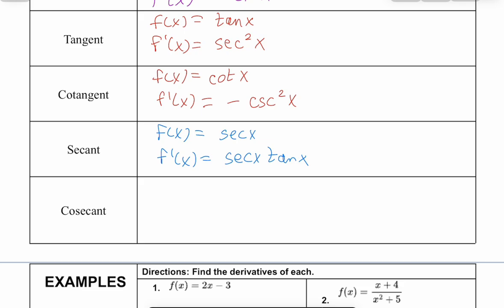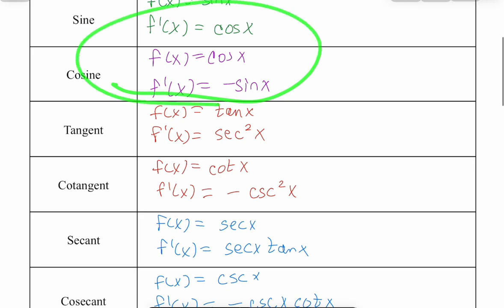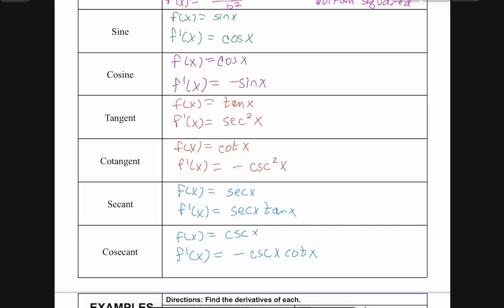Okay. So our cosecant derivative, if I tack on a negative and then call each one of these a cofunction, secant becomes cosecant, tangent becomes cotangent. So it's negative cosecant cotangent. So tangent and cotangent go together. Secant and cosecant go together, the cofunctions. Sine and cosine go together, not quite that clearly.